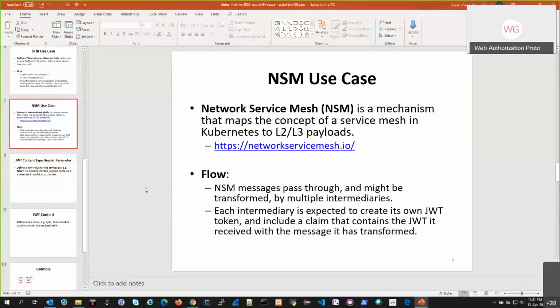Thanks, Phil. And the nested JOT concept that you mentioned here, I think this is the NSM use case.